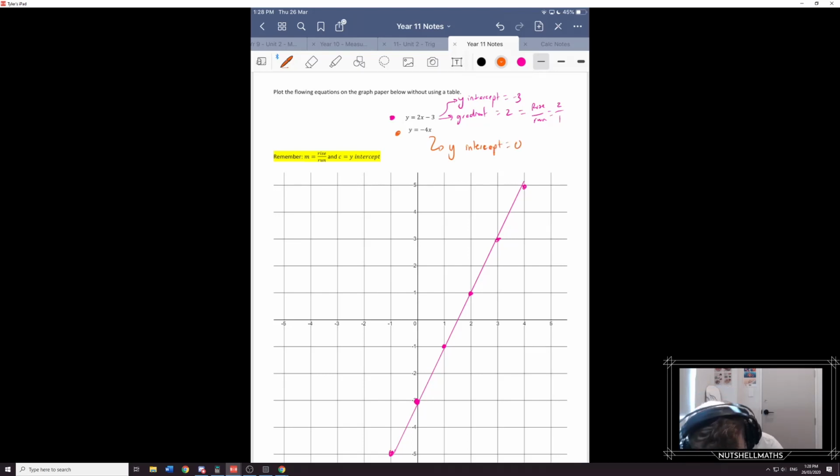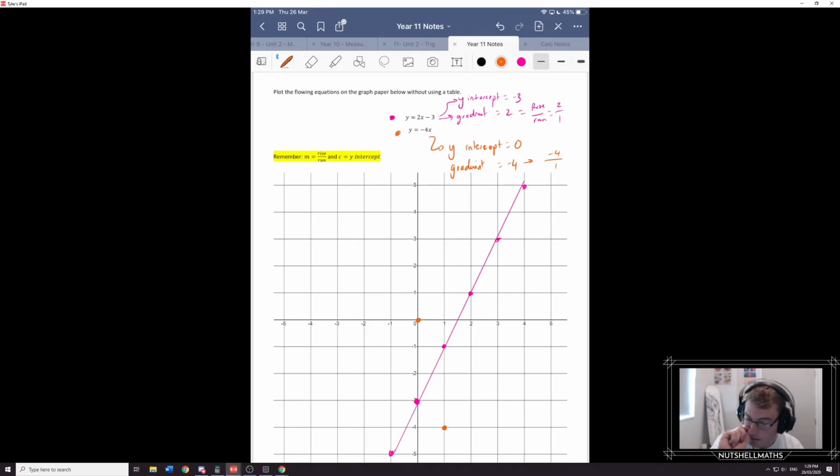Our y-intercept in this case is 0. There is no number on the end. And our gradient in this case is minus 4. So we know we start at 0 and our rise over run is going to be minus 4 over 1. Yeah, it's exactly like that. So we go across 1 and down 4 in this case.